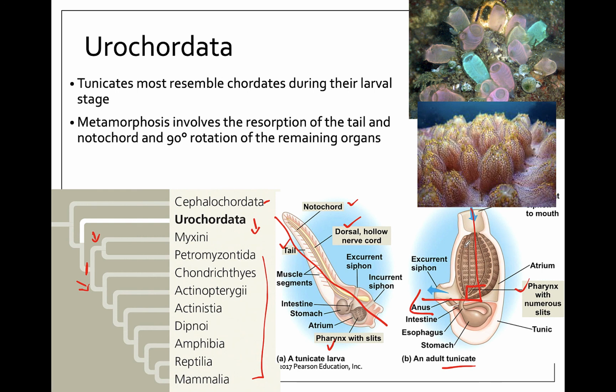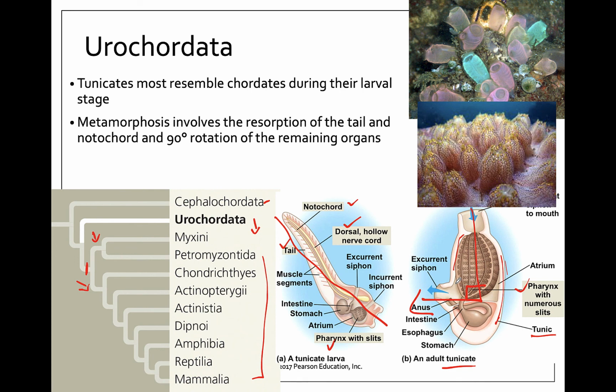The word tunic is kind of like a shirt. So these are called tunicates because they have this outer covering that covers their internal structure. And these are often called sea squirts. So if you pull a tunicate out of the water, they will be full of water usually, and you can squeeze them and they will squirt water out of the excurrent siphon, and they look a little bit like a squirt gun.